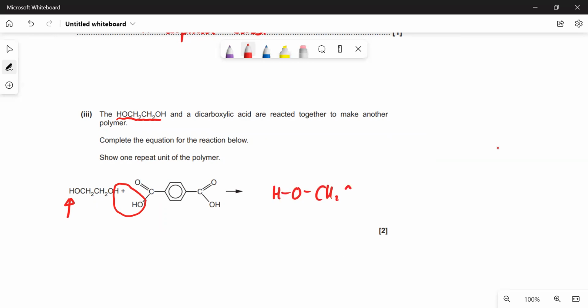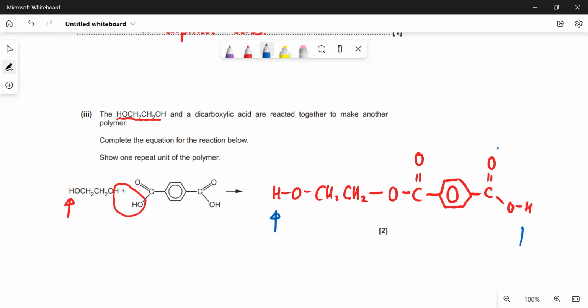CH2, CH2. Now here we're forming the ester, so that's going to be O, and then we've got the benzene ring, and we've got the carboxylic acid at that end. Well, that's not quite complete yet, because of course at these two ends the same thing is going to happen.